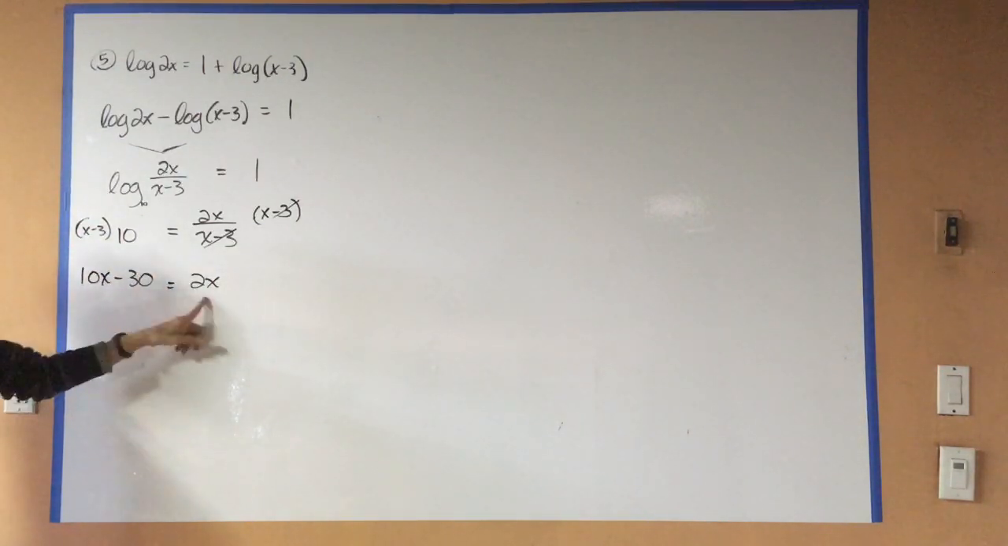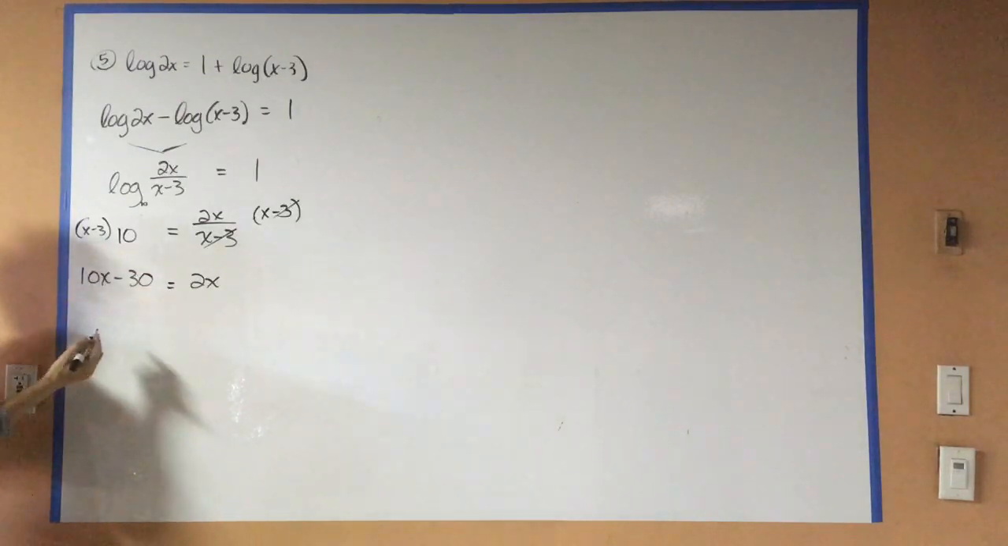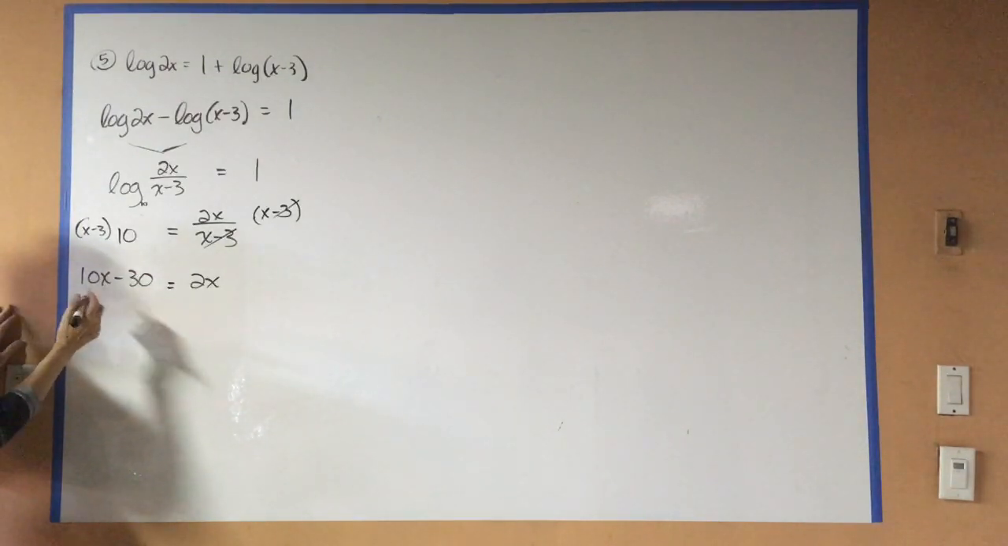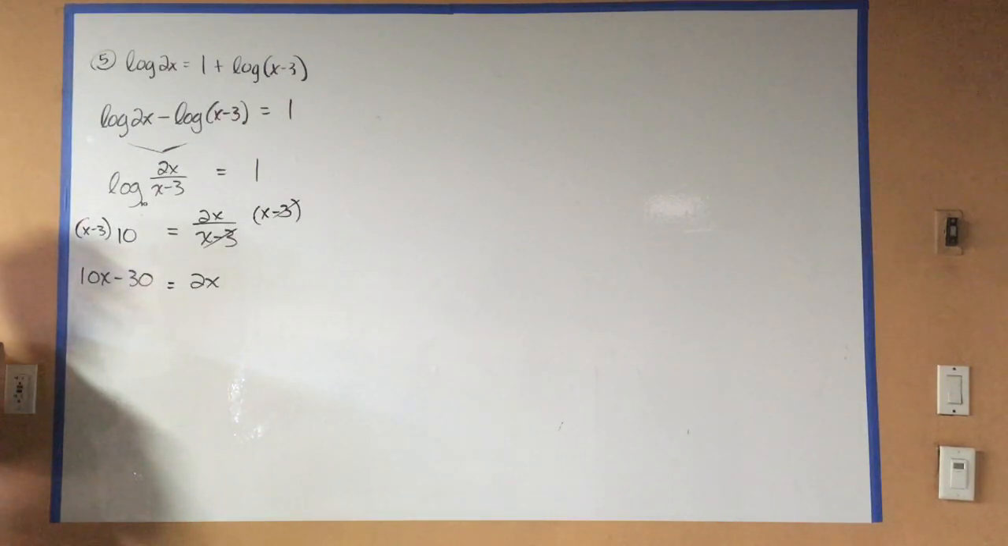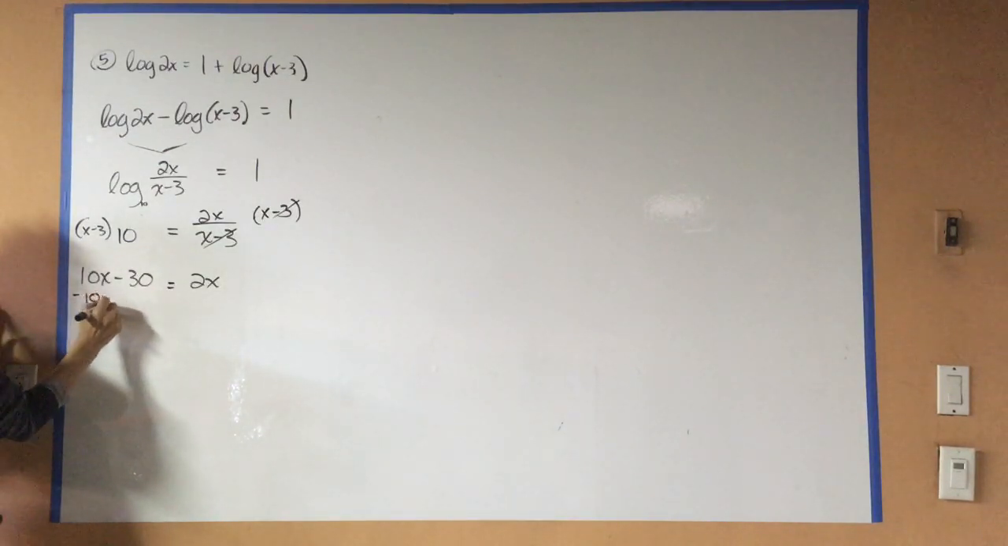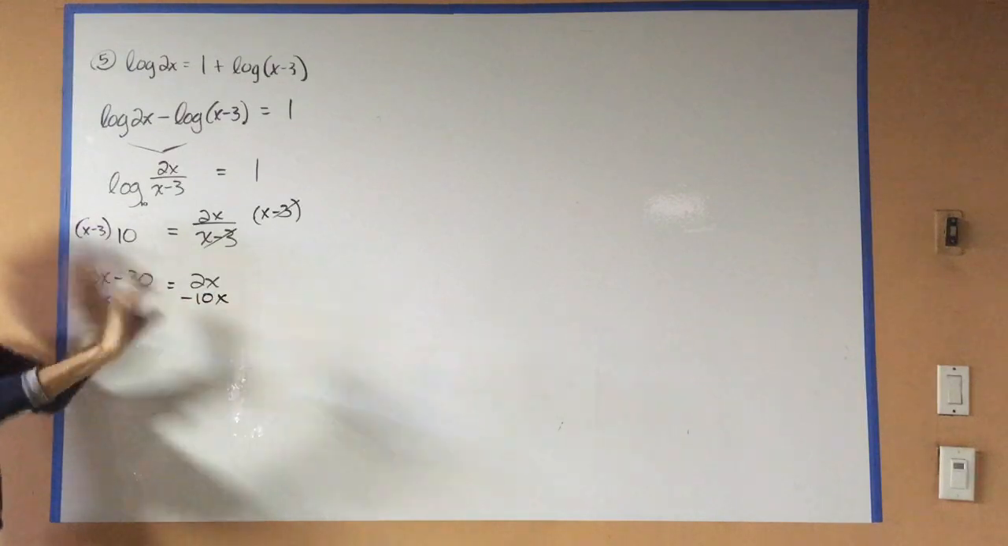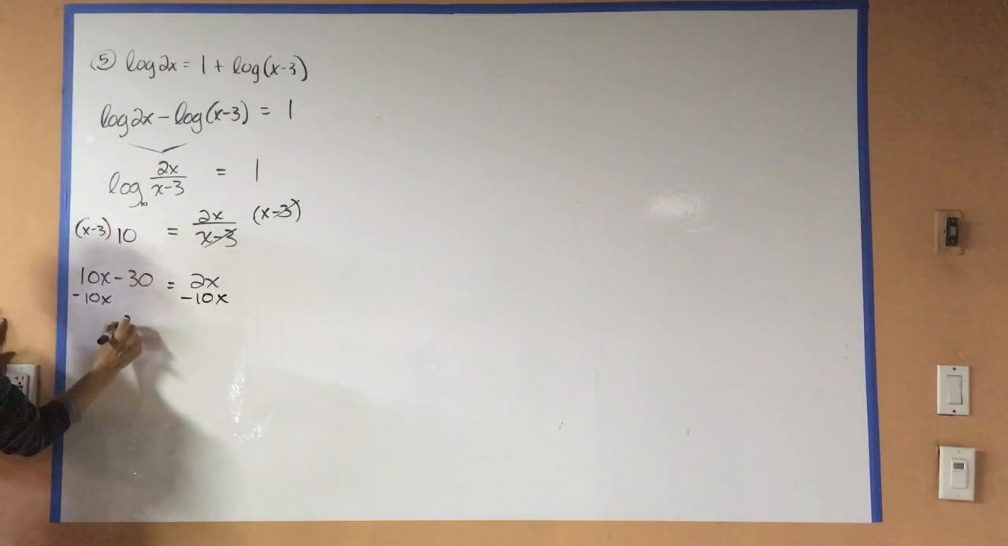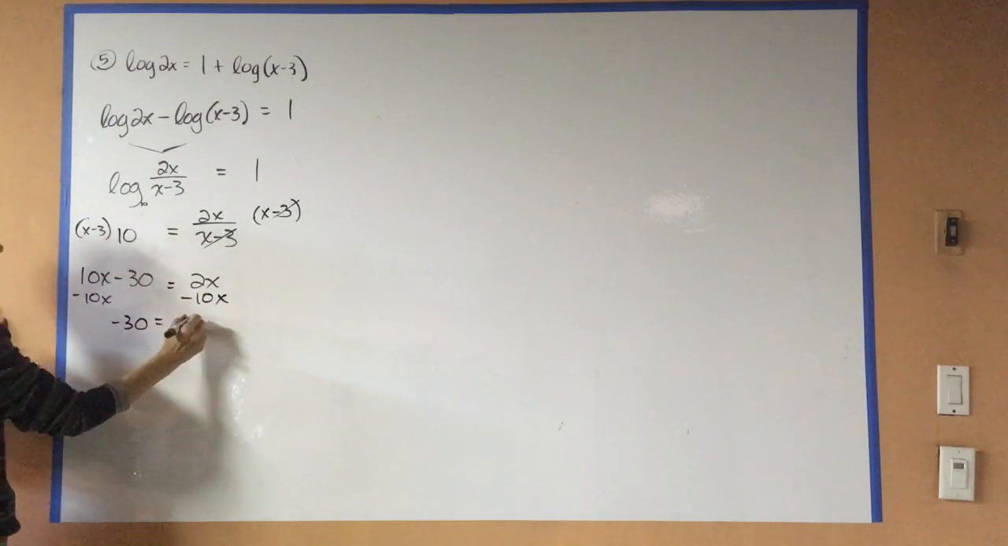What kind of equation is this? It's linear. So I'm going to, I guess I'll, I'm not sure how you want me to do this, but maybe I'll just play with you. I'm going to subtract 10x here. I'm putting my x's on the right side. So I get negative 30 equals, this is going to give me negative 8x.